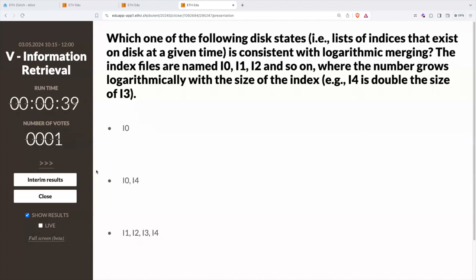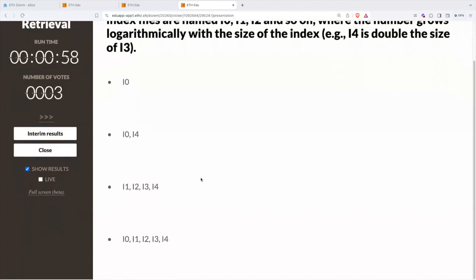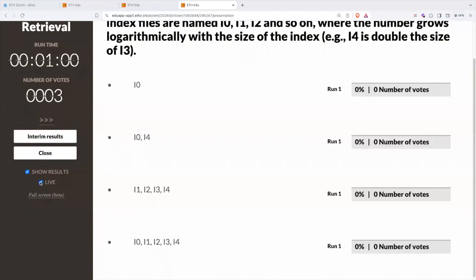Meaning that you look at a certain point in time at the system, and you see, for example, there's only file 0, or maybe there's files 0 and 4, or maybe there's files 1, 2, 3, 4. Which of them are possible as a state of the hard drive, state of the files that are found? These are the possibilities.